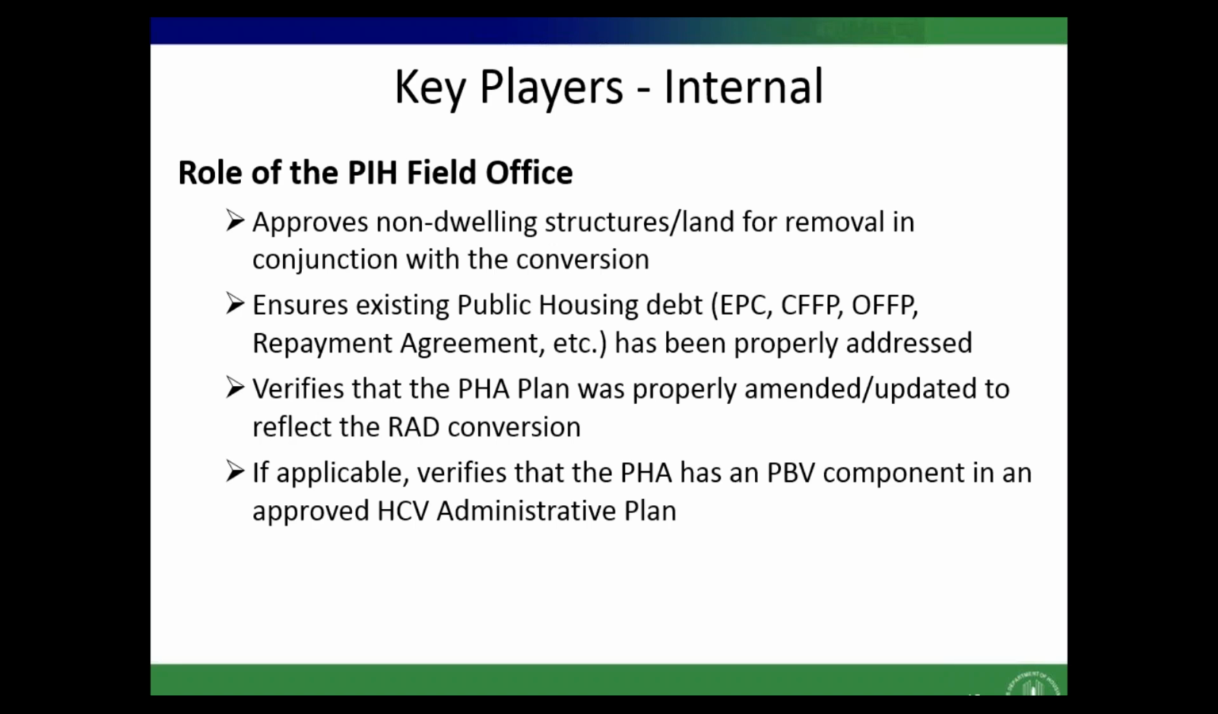Then we have the HUD PIH Field Office folks. Because you are in what I like to call PIH world before conversion, we need to have the PIH folks in the field office involved. They're going to be looking at your non-dwelling units, excess land. They're going to be checking that your PHA plan was properly amended, and they're going to verify your PBV components in an approved administrative plan. Basically, they have a full checklist that they're going to be reviewing in order to get to the RCC. And again, if any questions come up during the closing process, we will be reaching out to them.